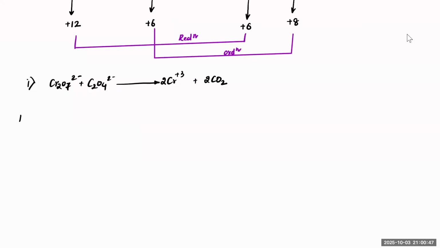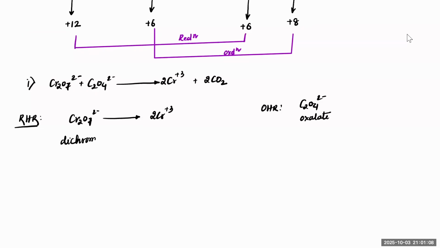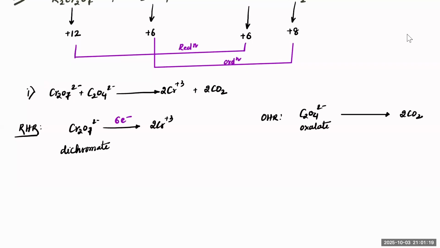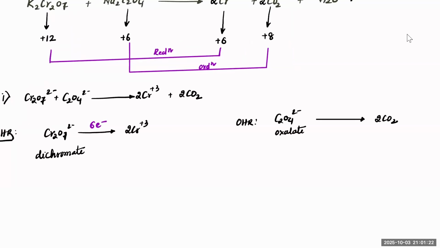Now write the RHR and OHR. What is the RHR? RHR is Cr2O7 2 minus, that is giving 2Cr plus 3. OHR is oxalate. Or this is oxalate ion, by the way, in case you do not remember the name. This is dichromate. So the oxalate ion is converting into 2 moles of carbon dioxide. How many electrons have we seen here? 6 electrons got transferred here, and 2 electrons got transferred here.